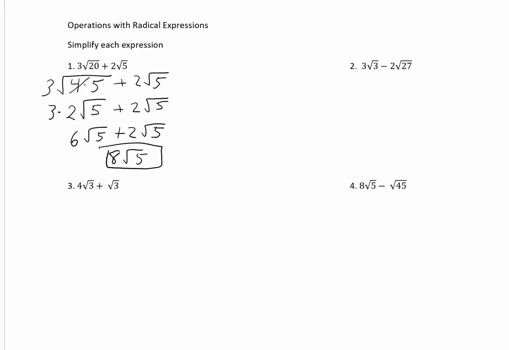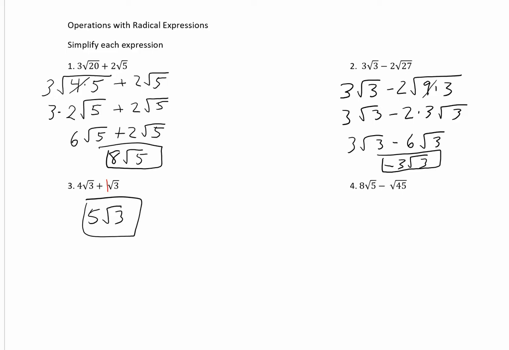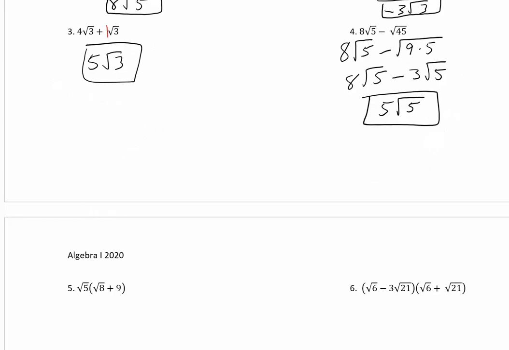Okay, pause the video and you try numbers 2 and 3. Okay, how'd you guys do? Remember, you can only combine them if they are like radicals, which we had in number 2 and in number 3. And remember, in number 3, rad 3 has an implied 1 in front of it. So it's 4 rad 3 plus 1 rad 3, which gives you 5 rad 3. All right, go ahead and try number 4. Pause the video and try number 4. Okay, hopefully we all got 5 rad 5 for number 4.